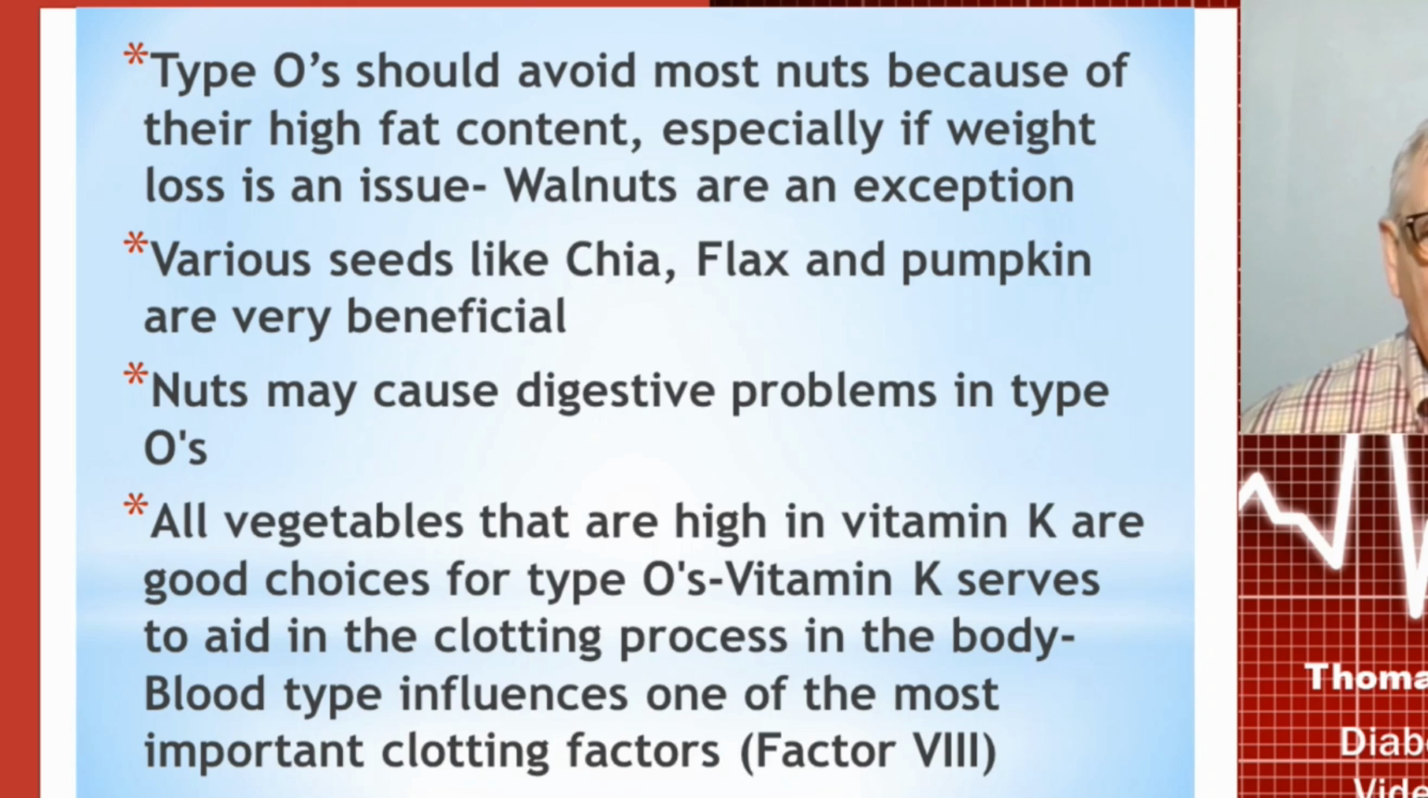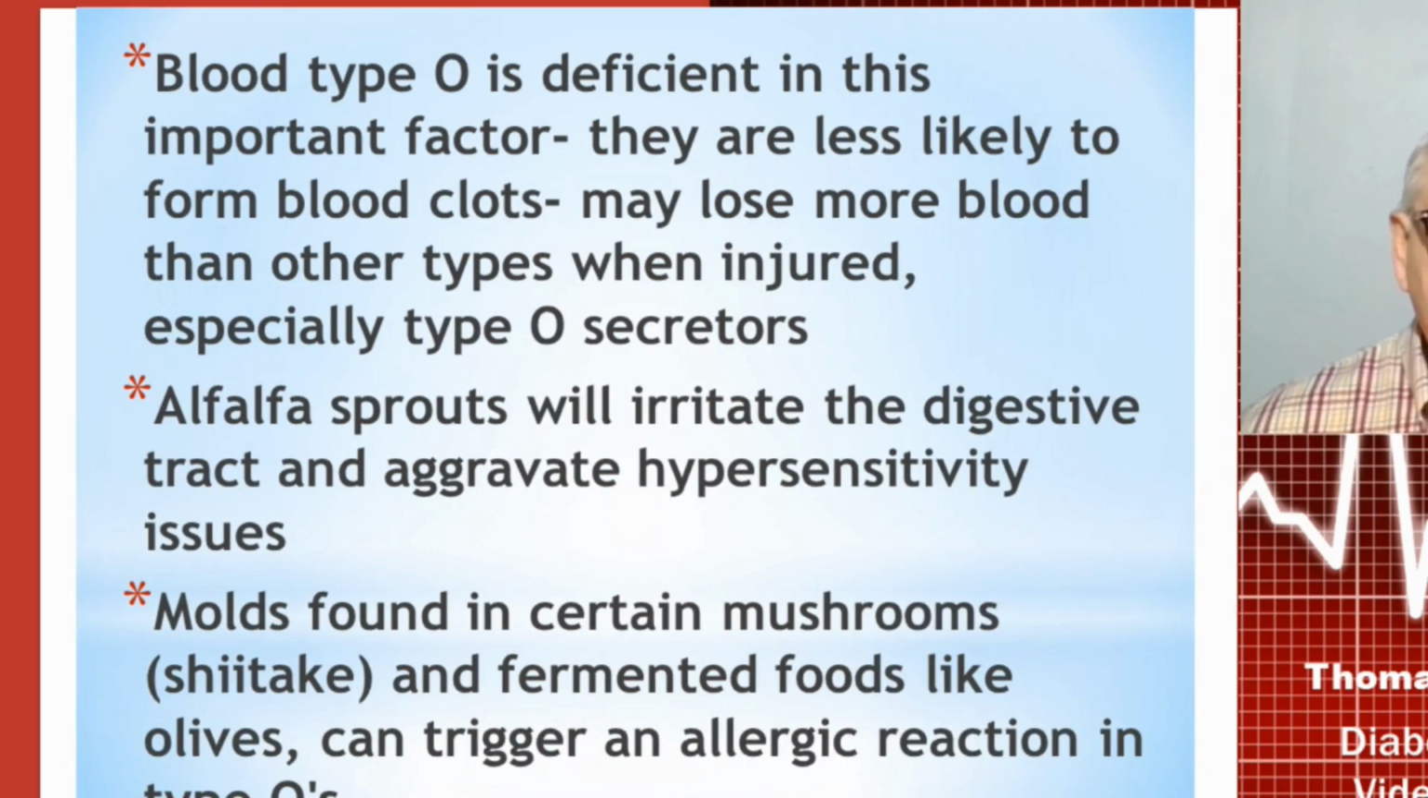All vegetables that are high in vitamin K, which many of them are, are good choices for type O's. Vitamin K serves to aid in the clotting process in your body if you become injured. Blood type influences one of the most important clotting factors, which is called factor 8. Blood type O is deficient in that very important factor. They are less likely to form blood clots. They may lose more blood than other types when they're injured, especially type O secretors.